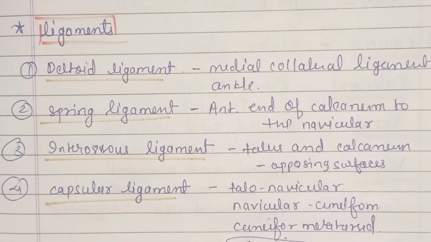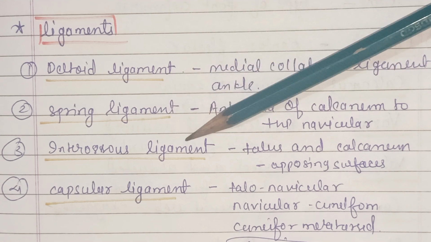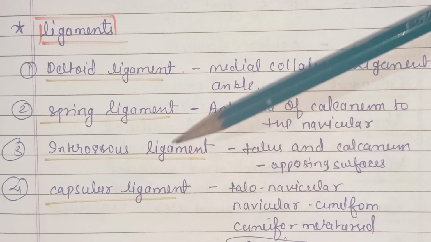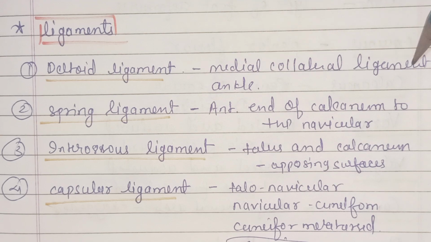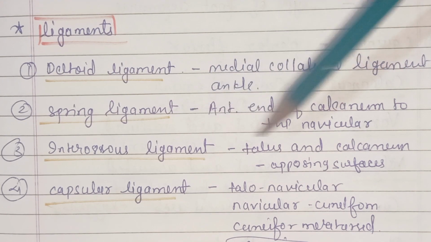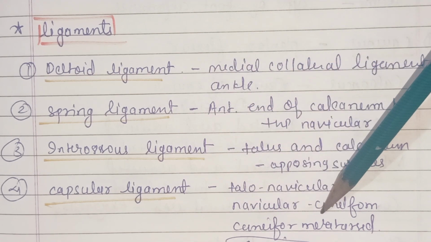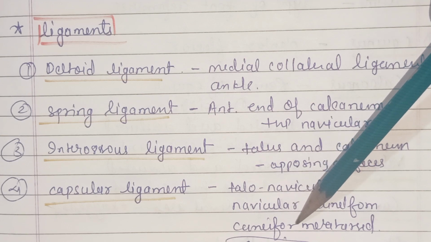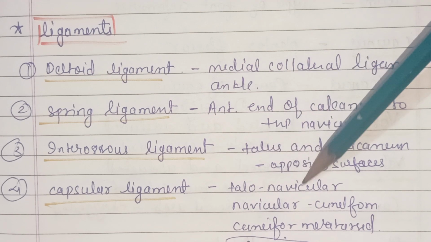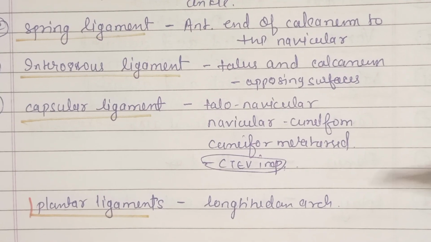Here are the ligaments which you need to understand. There are 5 types of ligaments in this lecture. First is the deltoid ligament, then the spring ligament, interosseous ligament, capsular ligament, and plantar ligament. The deltoid ligament is the medial collateral ligament of the ankle. The spring ligament runs from the anterior end of the calcaneum to the navicular. The interosseous ligament is between the talus and calcaneum, at their opposing surfaces. The capsular ligament is a very important ligament, with which we are going to study the pathology of CTEV. It covers the talonavicular, navicular-cuneiform, and metatarsal joints. The last one is the plantar ligament, the longitudinal arch ligament.